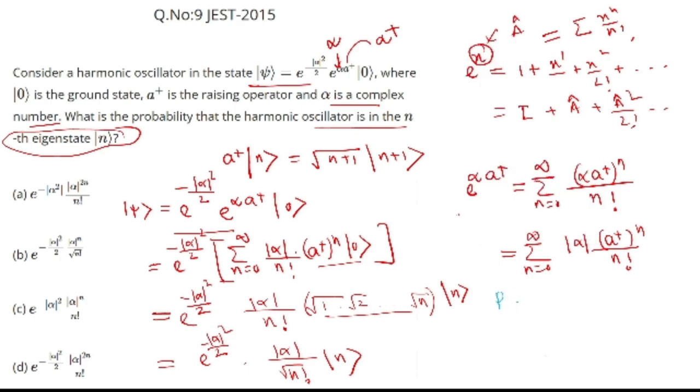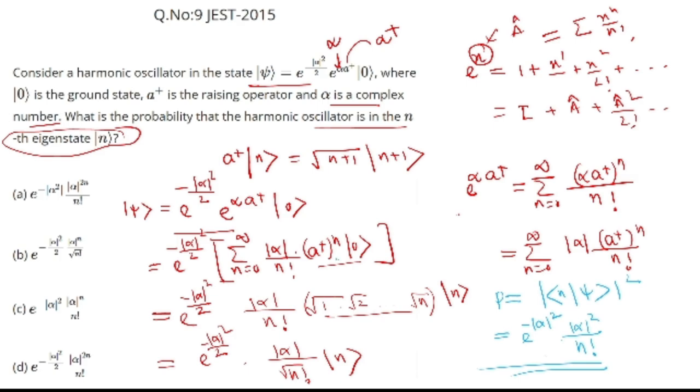What will be the probability? The probability will be psi mod square. Bra n ket n gives 1, and all other terms are constant terms, so we can take only the magnitude square. The first term will be e to the power minus alpha mod square, the second term will be alpha squared, and the denominator term will be n factorial, and it gives 1. So this is the actual answer.